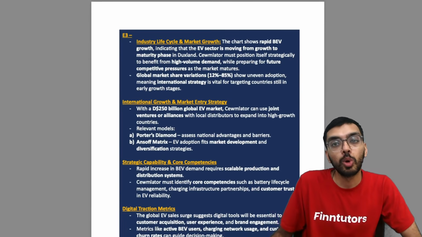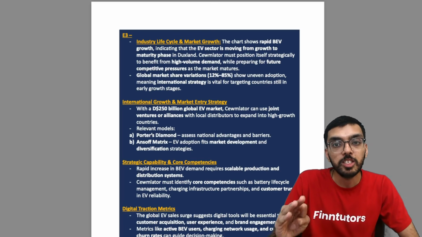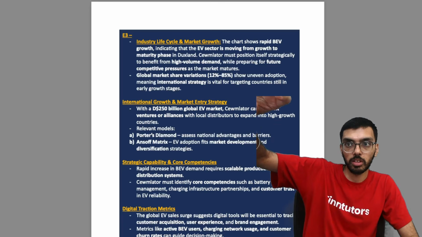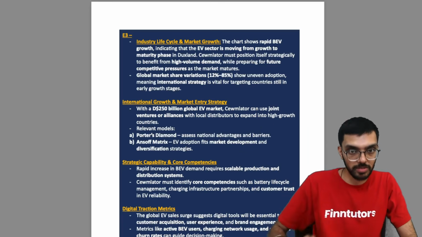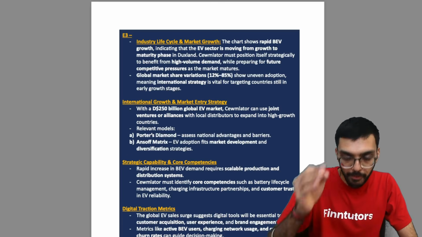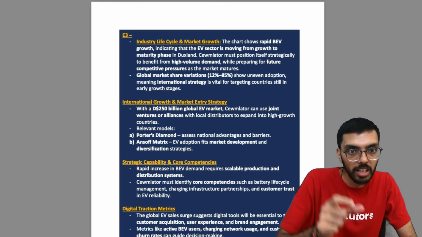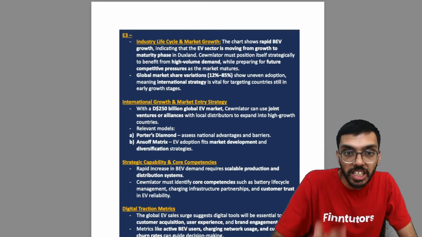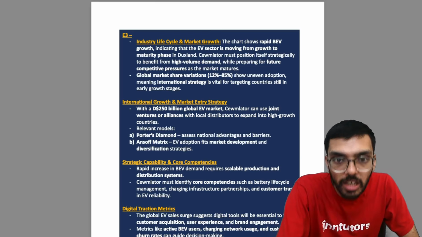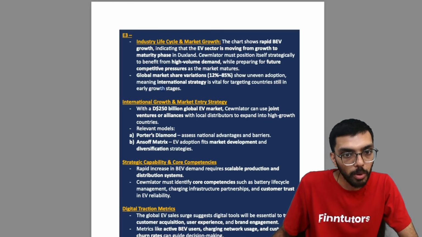So the chart shows rapid BEV growth, indicating that the EV sector is moving from the growth stage. It's still in the growth stage, but it will move into the maturity phase. We have to position ourselves properly to benefit from high volume demand. International strategy is vital for targeting countries in early growth stages. This will be very important.